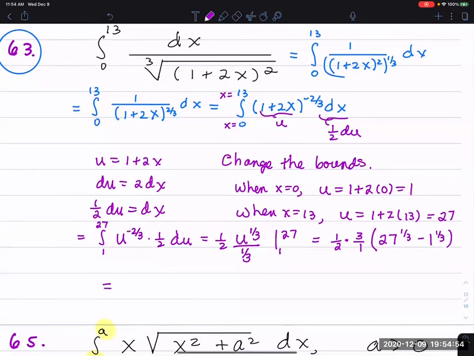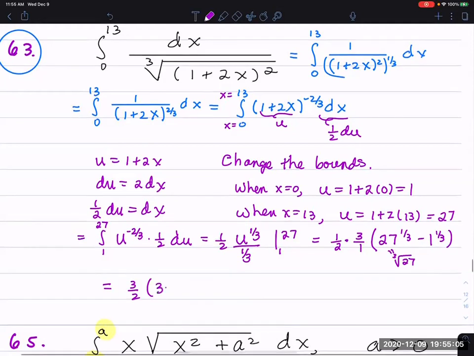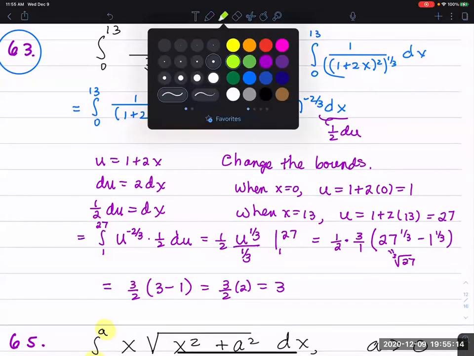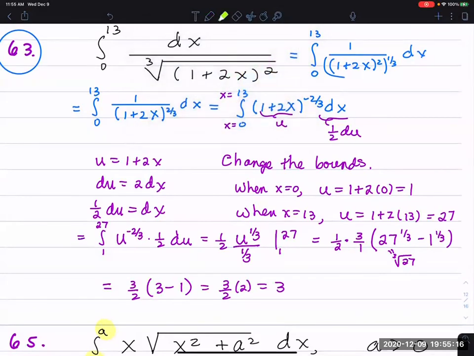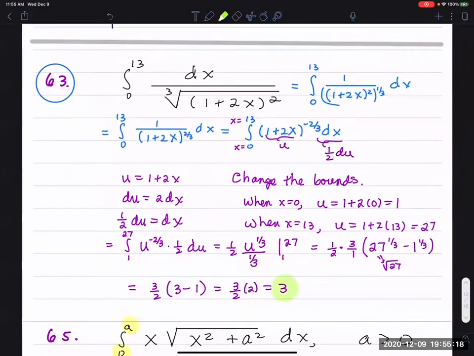So getting done here, 3 times 1/2 is 3/2. 27 to the 1/3 is the third root of 27, and that's 3. The third root of 1 is 1. So I have 3/2 times 2, which is 3. Actually, today I did not look up the answers in the back of the book. So I think that could be right.